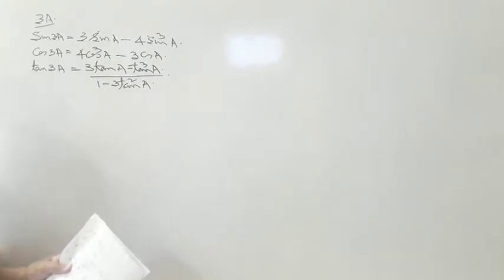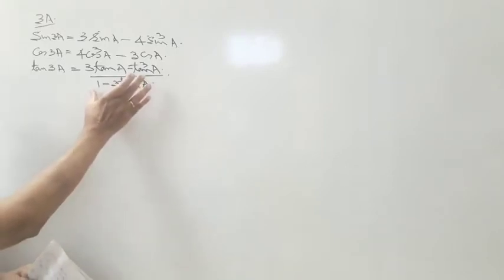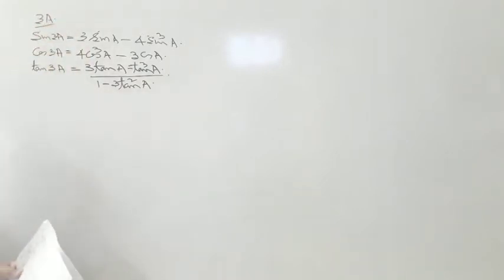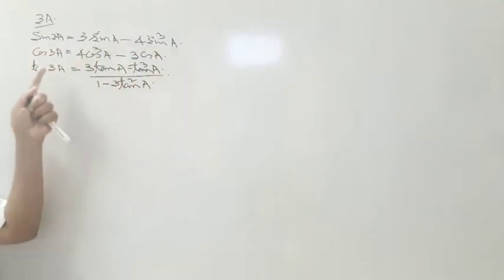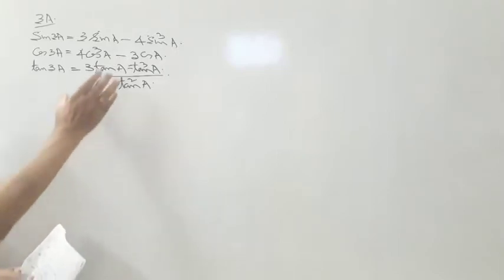Some more applications of multiple angles and some mixed problems that I would like to share in this very lecture. In my previous lecture, I discussed 3a. I repeat: sin 3a is 3 sin a minus 4 sin cube a, cos 3a is 4 cos cube a minus 3 cos a, and tan 3a is 3 tan a minus tan cube a upon 1 minus 3 tan square a. Now, one or two applications of this we shall try to explain.